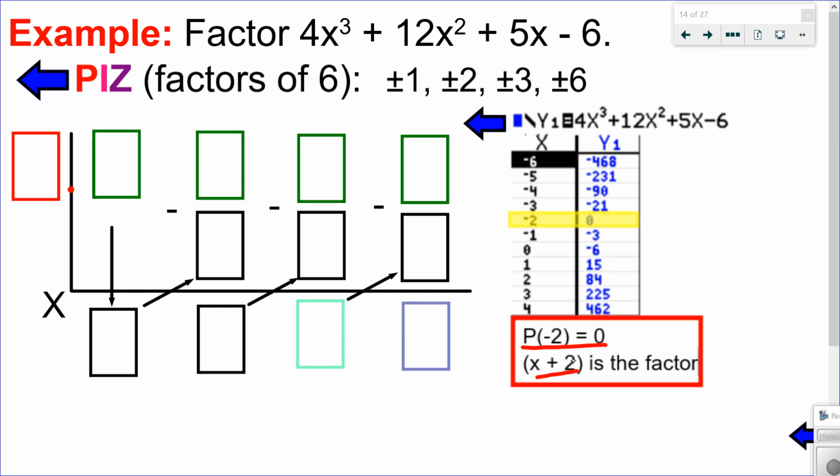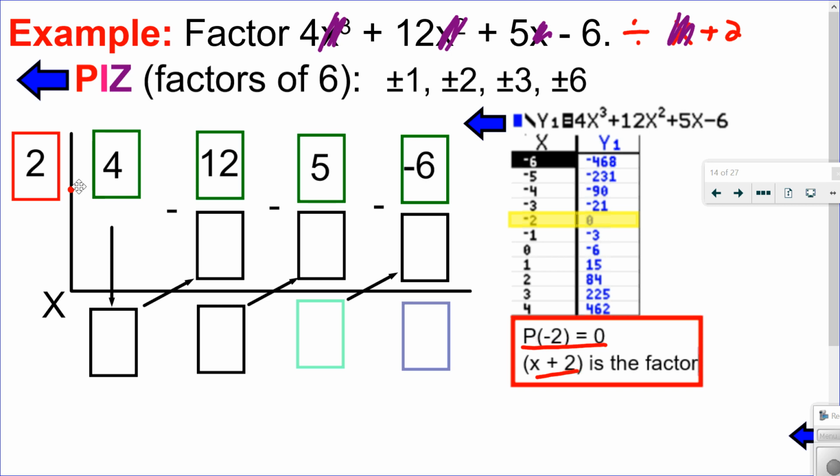So I'm going to take this polynomial and divide it by x plus 2. And for synthetic division, remember, you just get rid of all your x values. So getting rid of all of my x values, I set it up for synthetic division: 2 on the outside, and then 4, 12, 5, and -6 on the inside. And I begin the process.